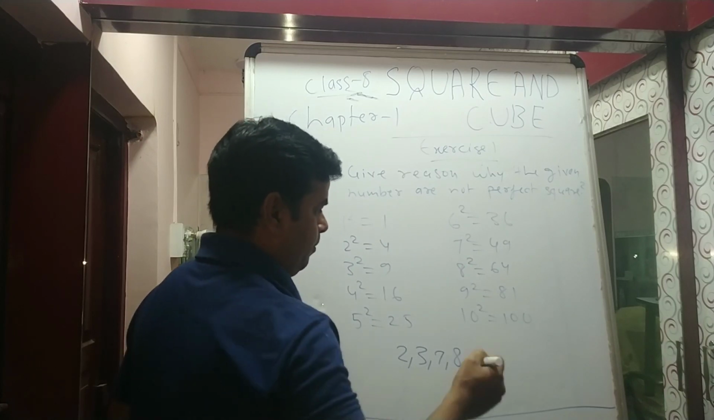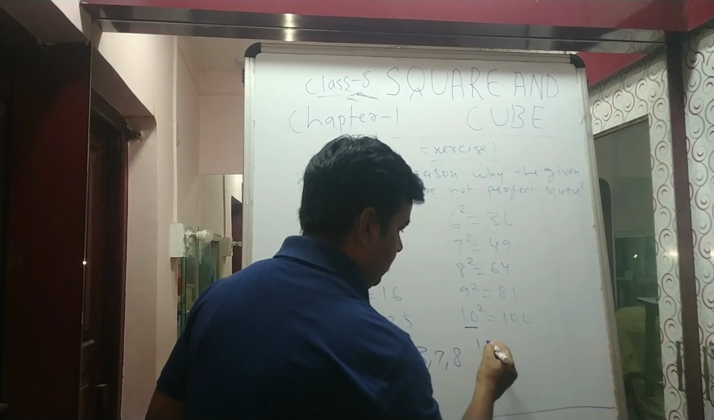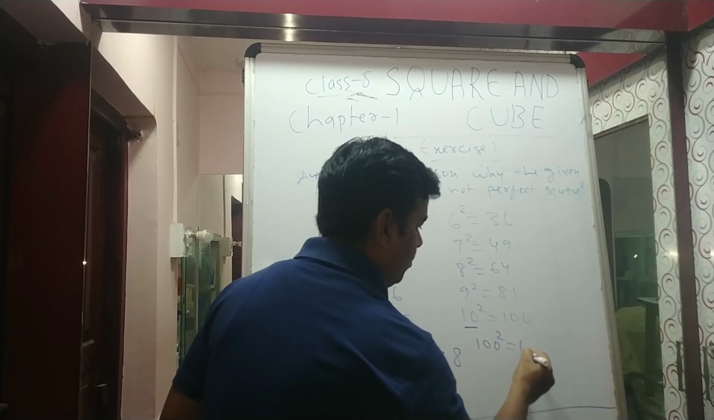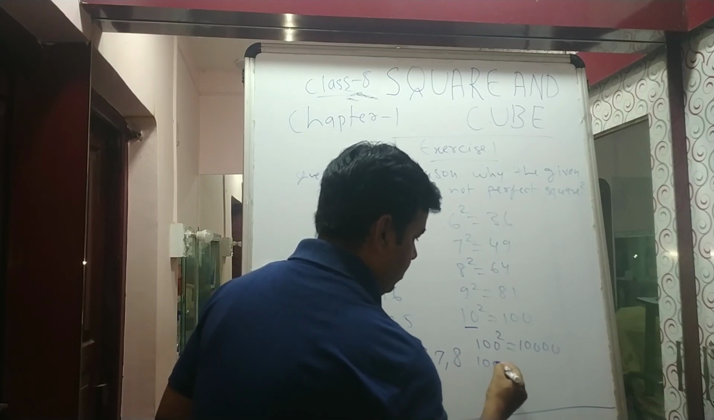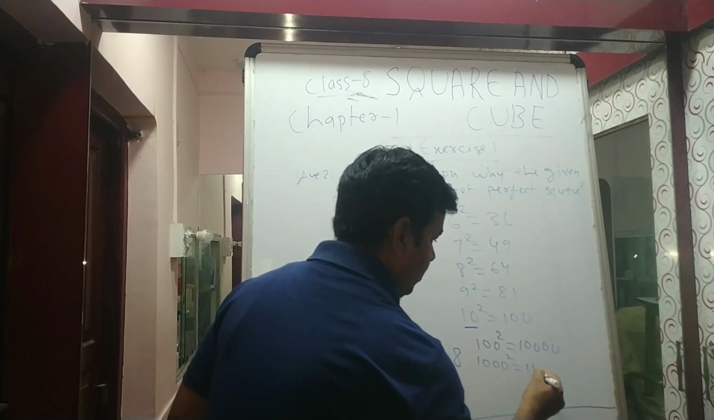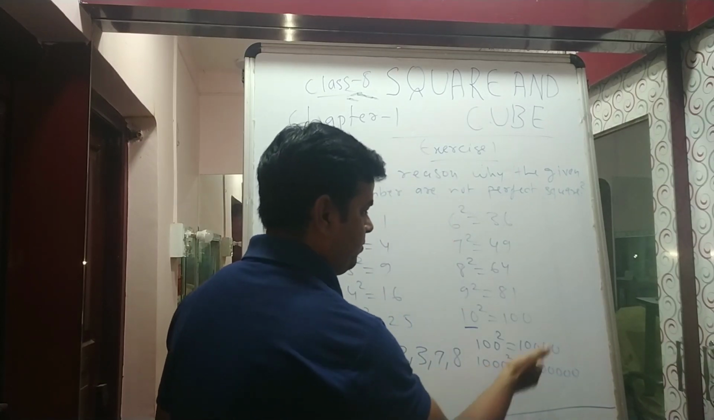And one more important thing is, see, 10 squared is 100. What is the square of 100? That will be 1, 2, 3, 4, 4 zeros. What will be the square of 1000? That will be 6 zeros. Just double the number of zeros.